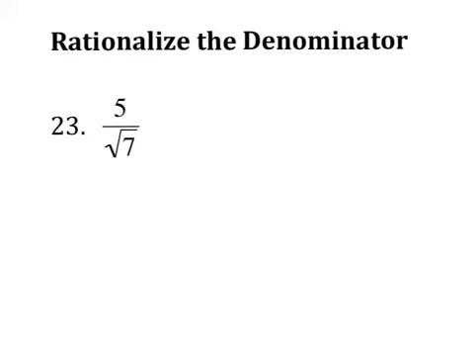This next problem is an example where we would need to rationalize the denominator. We have the square root of 7 in the denominator, and that can't be simplified, and we can't just leave it there. So what we're going to do is multiply both the top and the bottom by the square root of 7. What this does is it gives us 5 root 7 in the numerator.